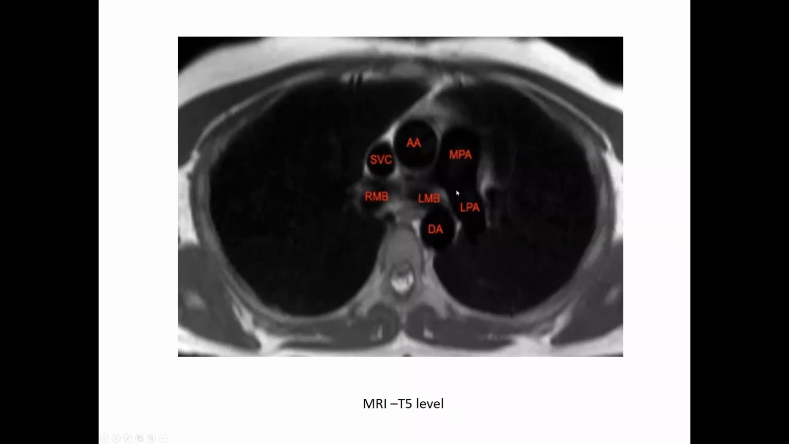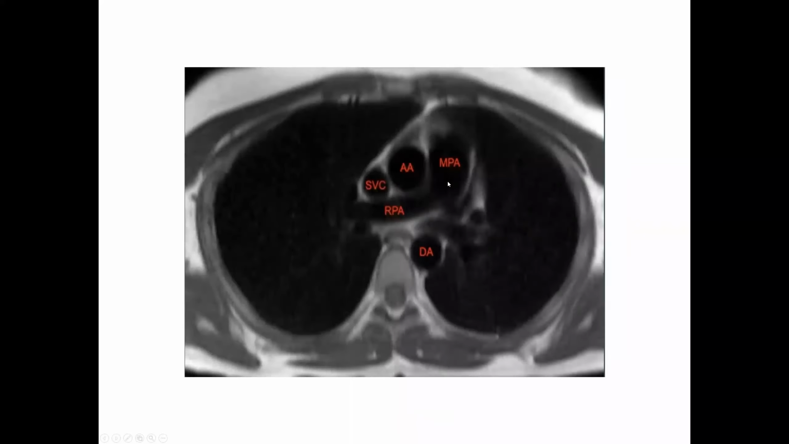Here we see an axial section of the MRI: ascending aorta, descending aorta, main pulmonary artery, left pulmonary artery. This is approximately T5 level, where we see the division of the pulmonary artery, and the bronchi: right main bronchus, left main bronchus, and superior vena cava. This is approximately the same level.